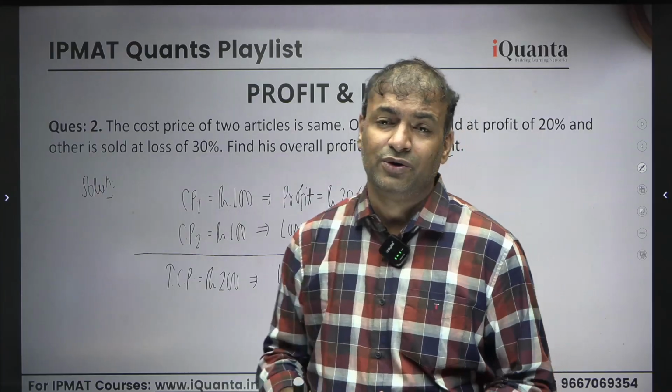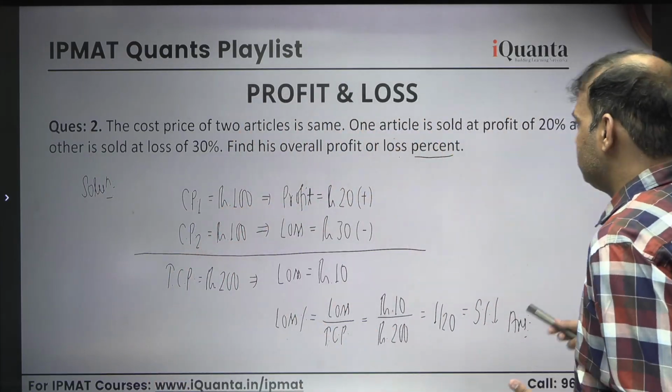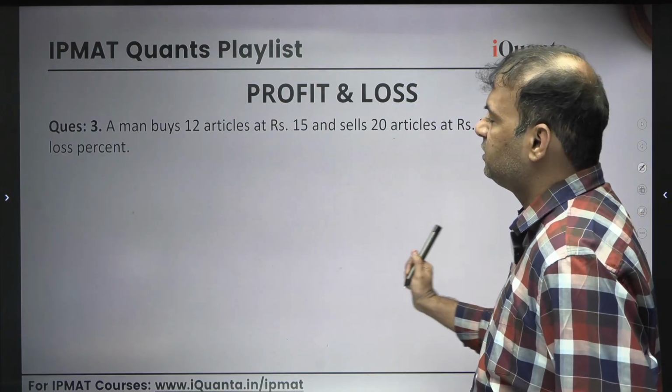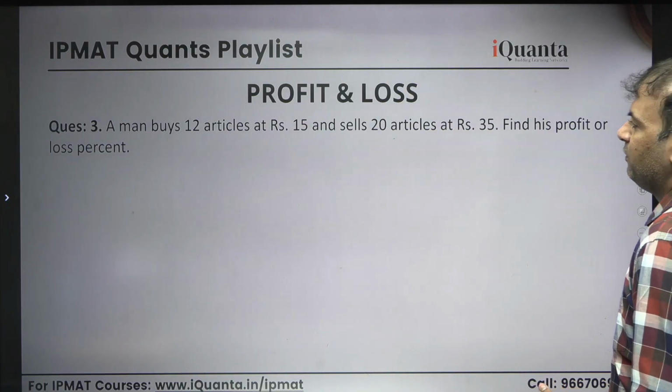So guys, this is how we can solve this wonderful question as well. Okay, now let's move to the next question and increase the level, right? The third question says that a man buys 12 articles at 15 rupees and sells 20 articles at rupees 35. Find the profit or loss percentage.